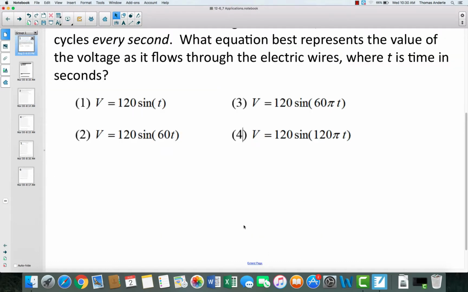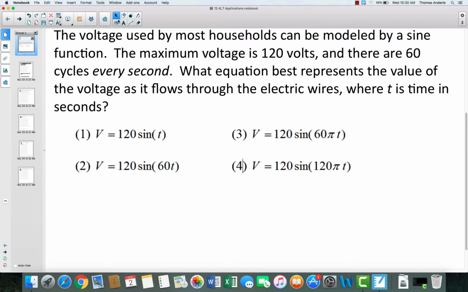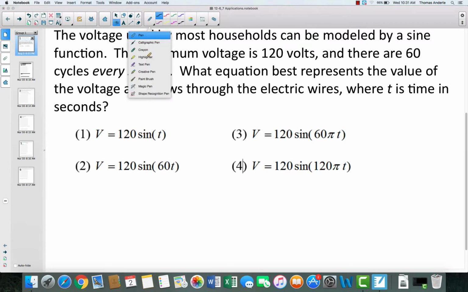A few things here. Some important information is that the maximum voltage is 120. And then this is really important too. There are 60 cycles every second. 60 cycles every second, that's kind of like indirectly telling us what the period is, right? A period is one cycle. Well, this is 60 cycles every second. We can almost think about this as a proportion.